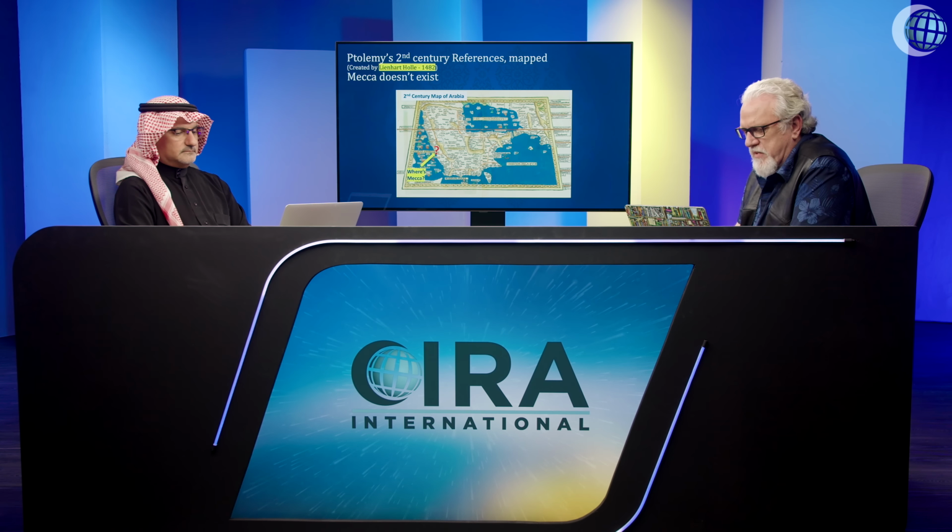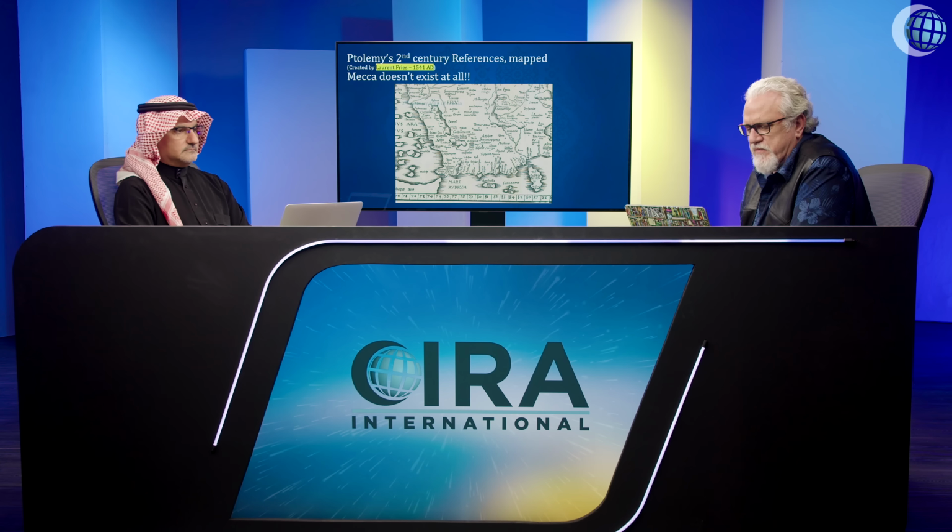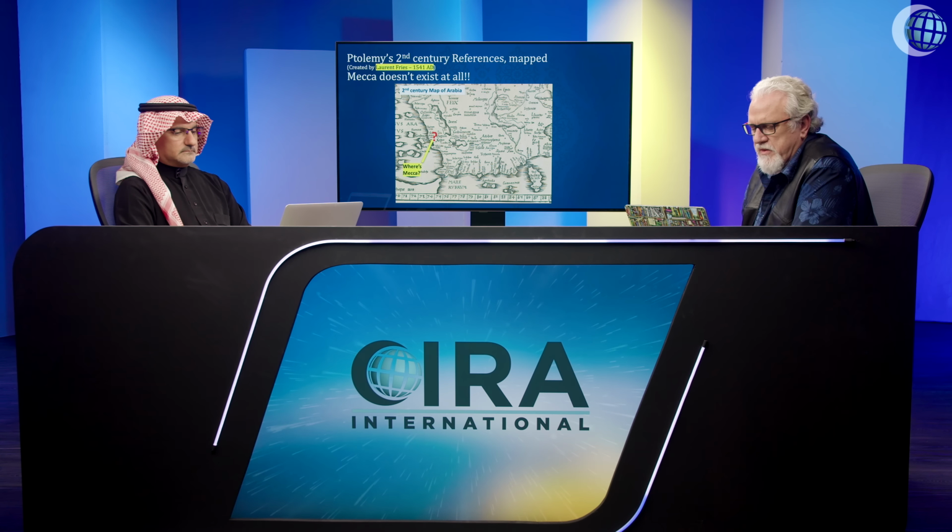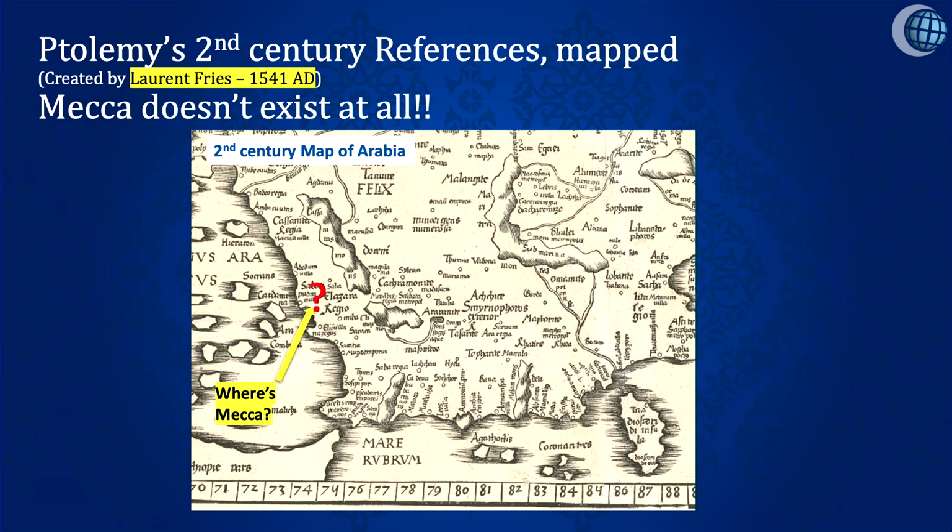1482. Now, there was another map that was done a little bit later in 1540 by a man named Laurent Fries. He created this map, again, to take what Ptolemy had said. He wanted to improve on what Leonard had done earlier. So about a century later, he put this map. What's missing? Mecca.